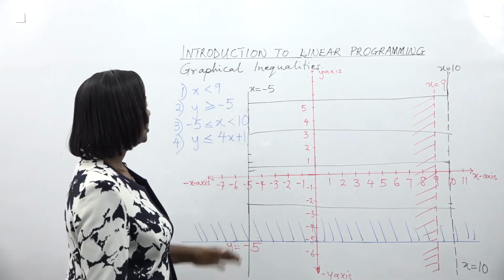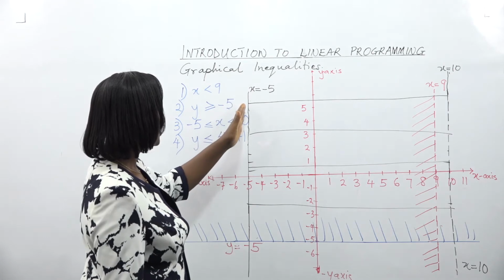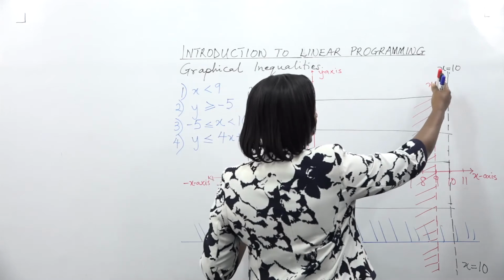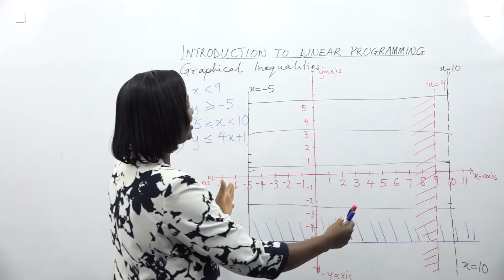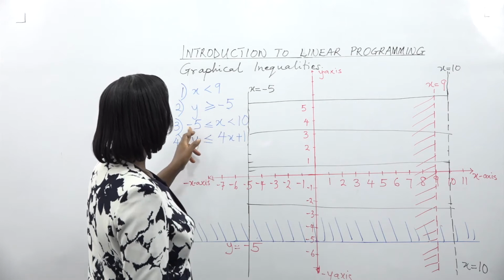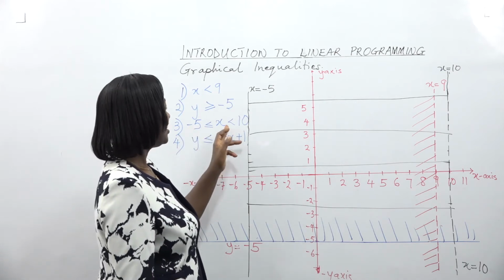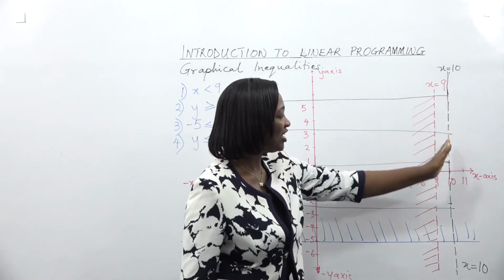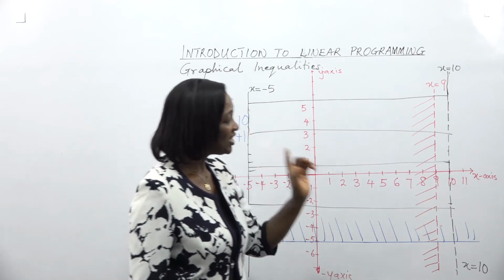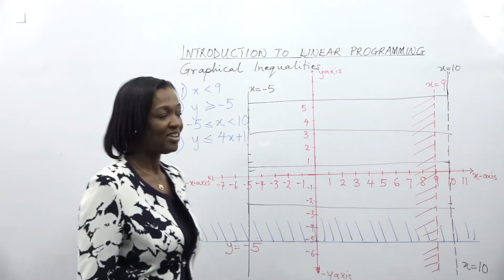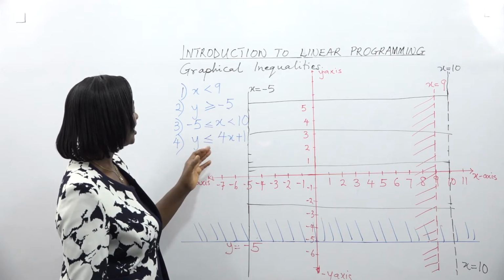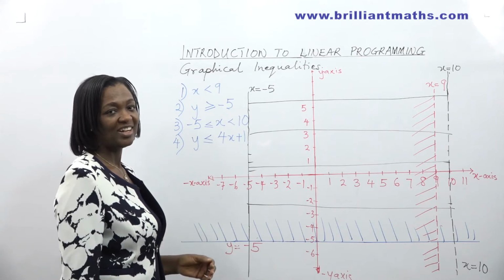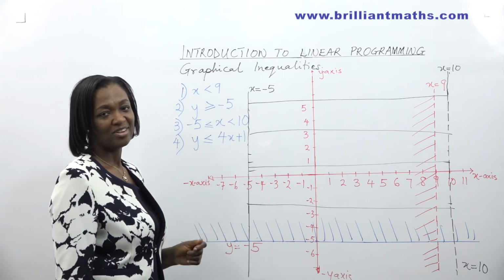So as you can see, the boundary from x equal to minus 5 to x equal to 10 satisfies the inequality minus 5 less than or equal to x less than 10, strictly less. And that's why the boundary or the lines are broken, because 10 is not part of the solution. The last one, y less than or equal to 4x plus 1, is a straight line. I'd like you to plot that line and draw it out in your graph book.